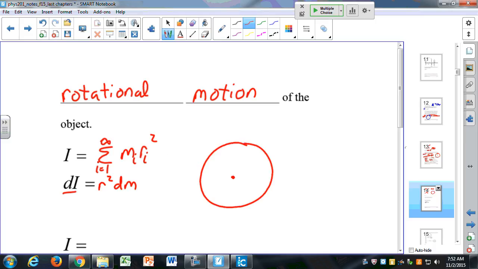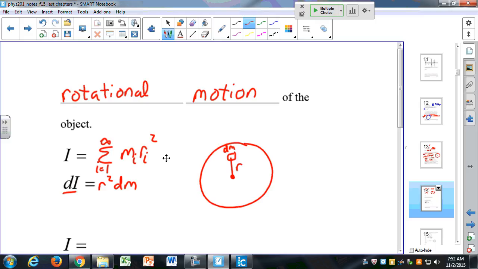So here's my disk again. There's my dm, that's my mass differential element, and it has a radius, r. You're sort of familiar with this language? I've used differential elements in Calc 1. Well, you will in Calc 2 for sure. You should have in Calc 1 when you talk about derivatives, like when you're talking about dt. Let that sink in a little bit.